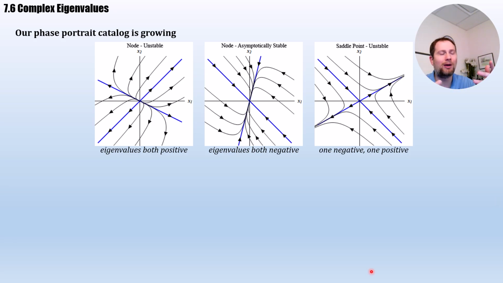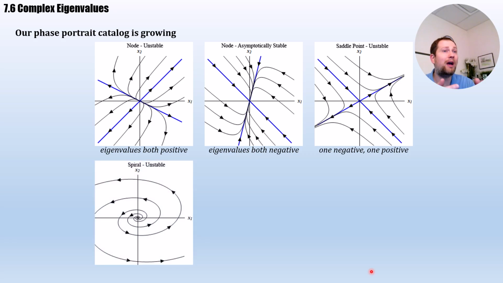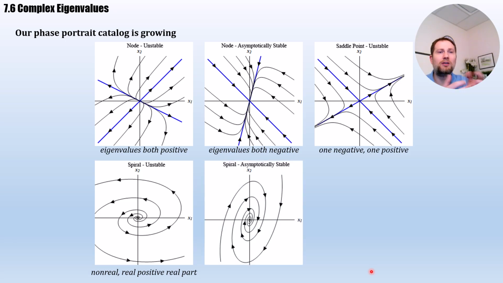Okay, now let's talk about complex ones. Now we have this unstable spiral center. That's the one we just talked about, and that is when we have non-real eigenvalues, and the real part is positive. That's what we just saw. Here's the other situation which you could probably predict. If the real part of our eigenvalue is negative, then we're going to have a spiral center. If it's a non-real eigenvalue and it has a negative real part, we're going to be spiraling in.